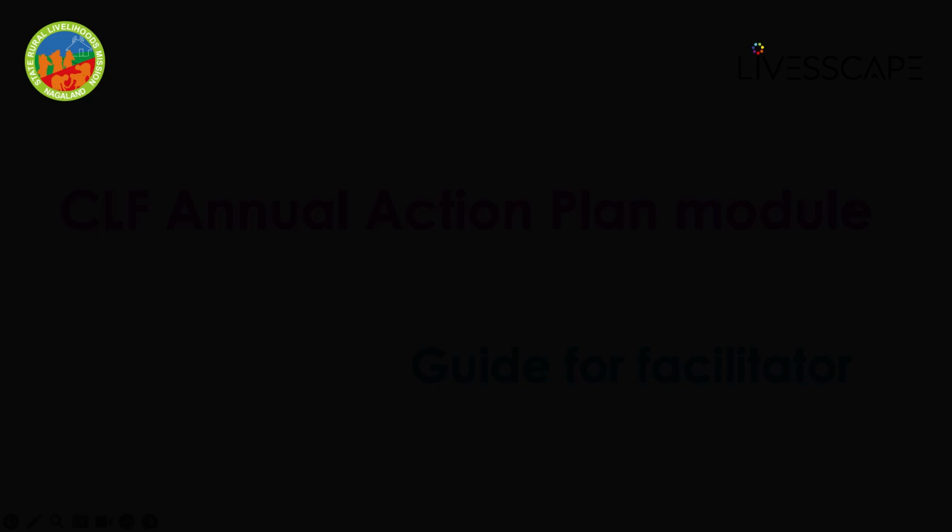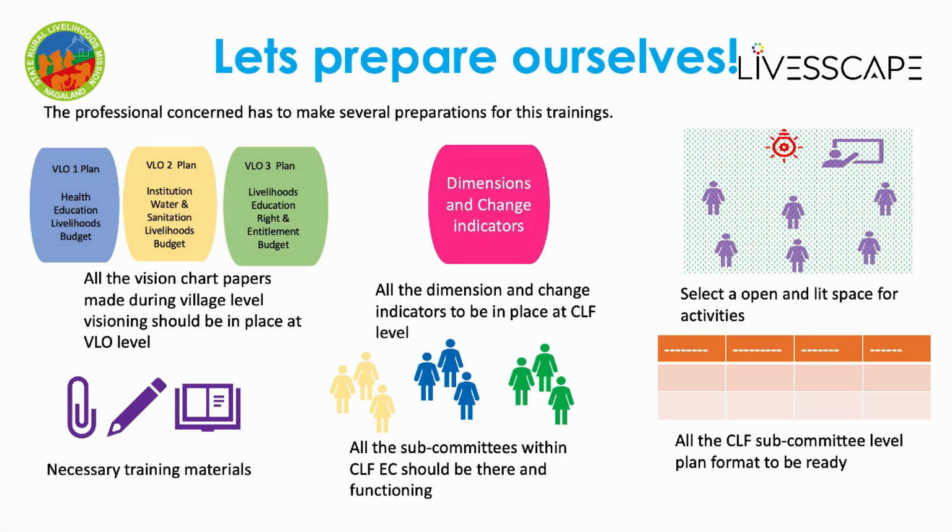As usual, like in all other training modules, preparations need to be done. The VLO level planning charts need to be there before the training, so you have to ensure that those charts are there. The dimensions and the change indicators again have to be placed at the CLF office. All these things would have been done in the visioning exercise, so all the dimensions and change indicators should be there, very visible, because they will be used in this training.